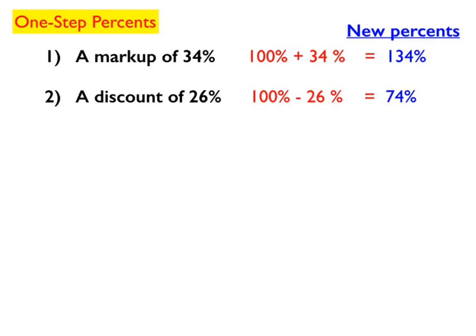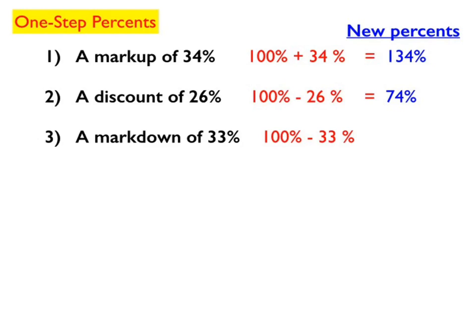If you're doing the new fast way, 0.74 times whatever the original price was. Number 3, a markdown. So we're marking the price down in the downward direction. That means we're taking away, that would be 67%. 42% off, we're taking away 42%. That means it should be 58%.